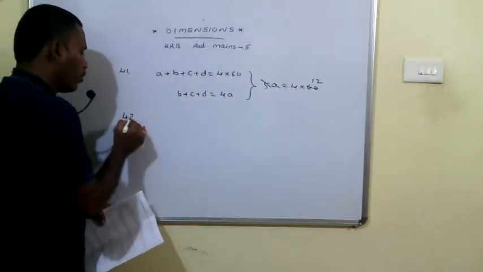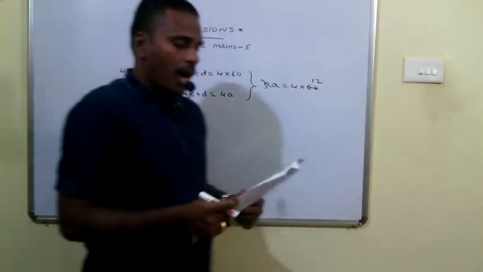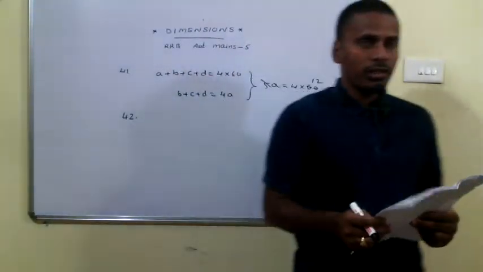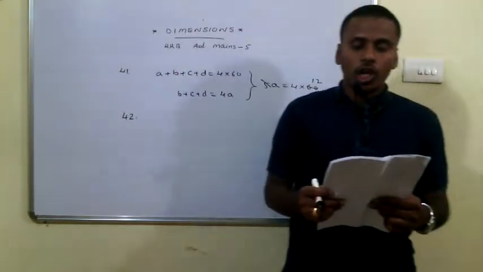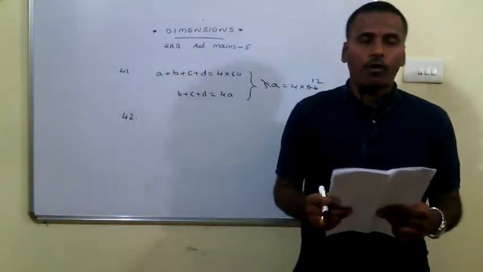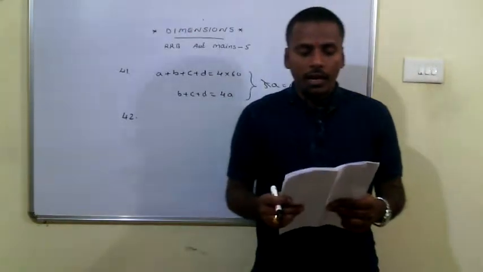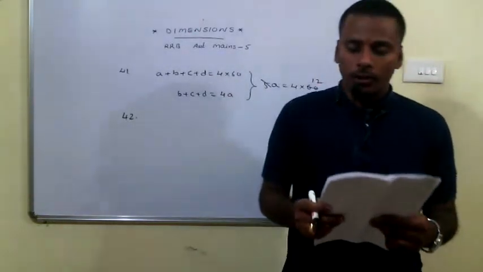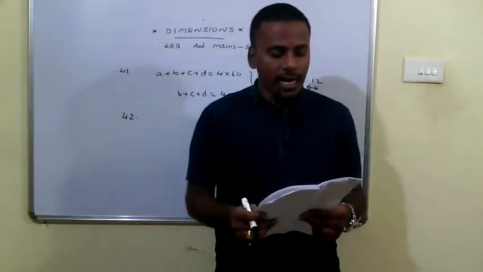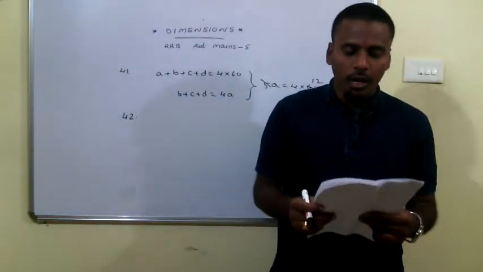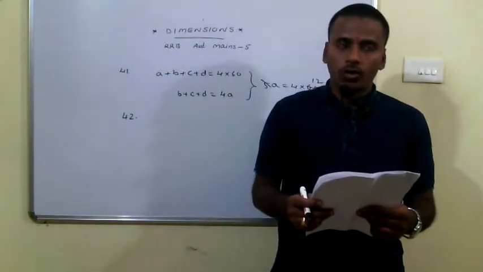Then coming to the 42nd problem. Ajay started a business investing 60,000. After 6 months, Shahrukh joined with him with an amount of 1,40,000. After 1 year, Naveen also joined them with 1,20,000. After 2 years, the business yielded a total profit of 4,50,000. What is the share of Shahrukh in the profit?